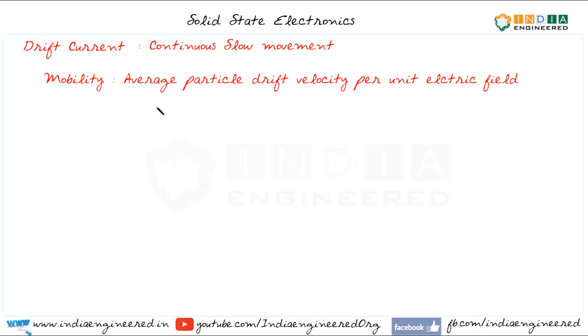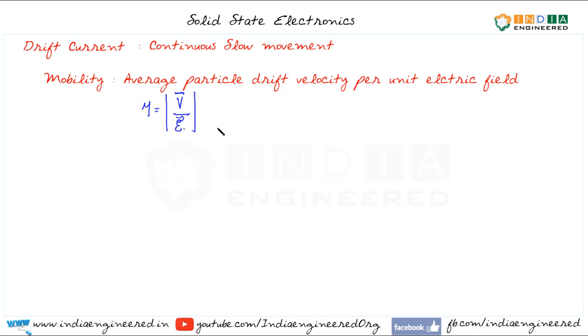So we have seen mobility and we have defined it as the average particle drift velocity per unit electric field. So we have said that its equation we can write as mu equal to the average particle drift velocity per unit electric field. So this is our general equation. We said that it's a modulus.